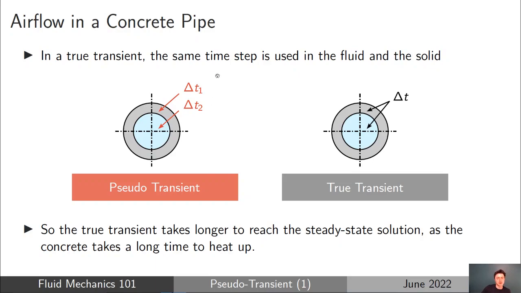And so this is another way why the pseudo-transient approach gives us a speed up over the true transient when we're just trying to reach that steady state solution. We don't care about the intermediate solutions, and we can jump through time with different time steps in different domains. So if you had multiple domains, you might have water, air, concrete, and steel. You could have different time steps in all of those domains in the pseudo-transient approach.